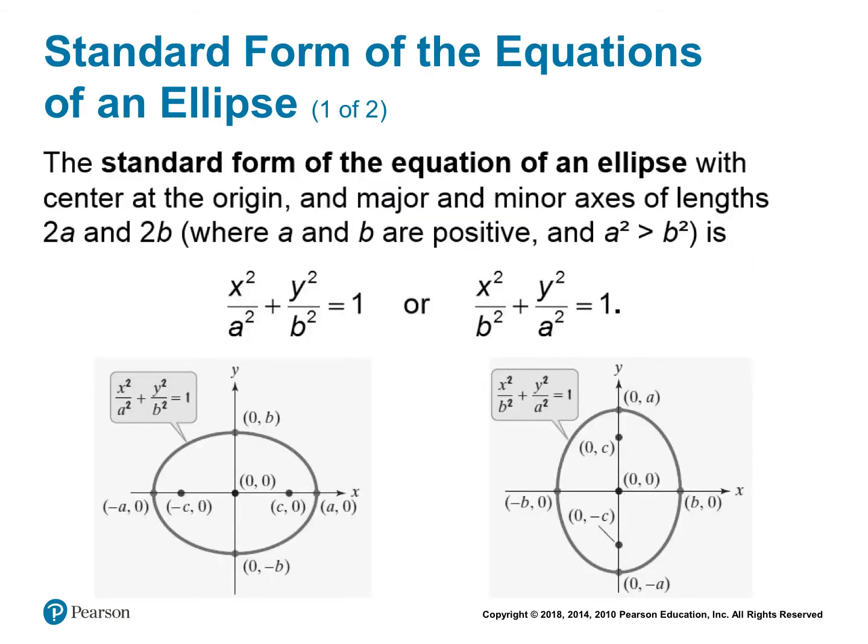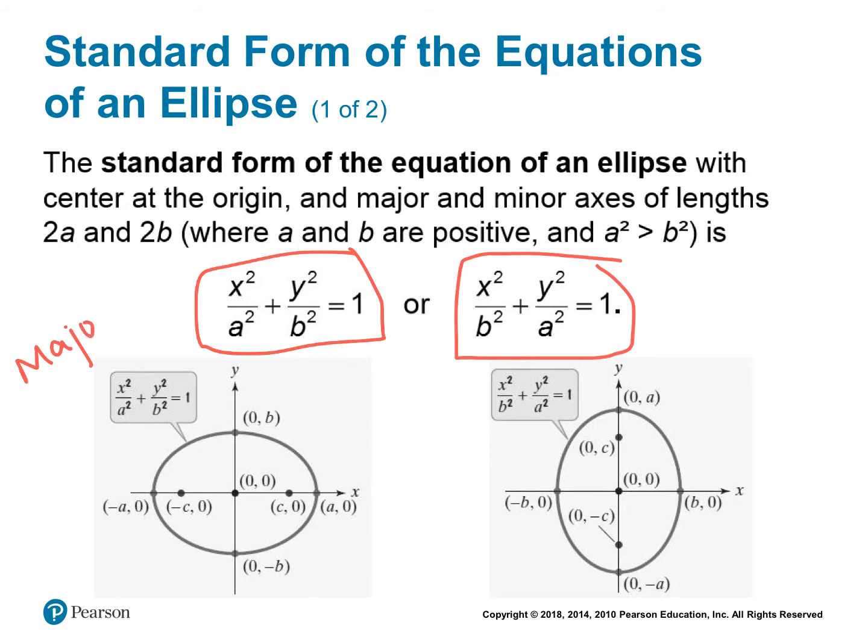So the standard form of an ellipse, its center is at the origin for these. The major and minor axes have lengths 2a and 2b. A and b are positive, and a squared has to be greater than b squared. So we have this one, and we have this one. And we'll see when you use each one. So this first one is horizontal. The major axis is horizontal.